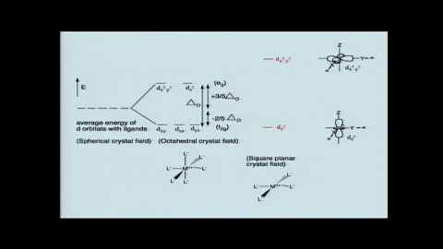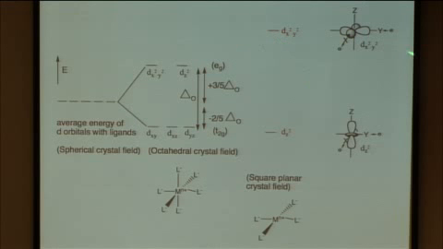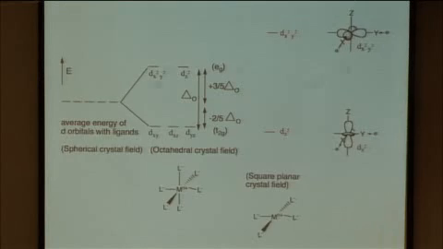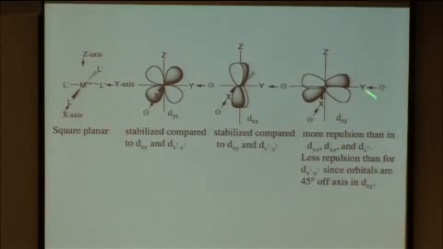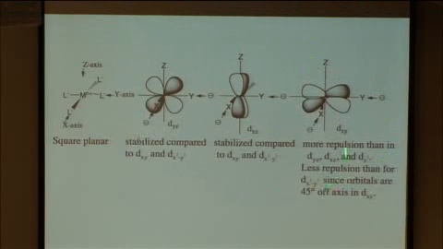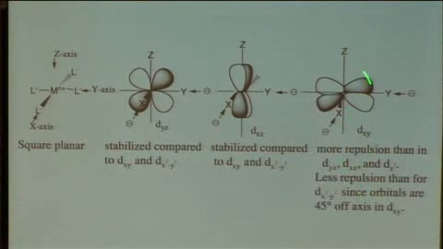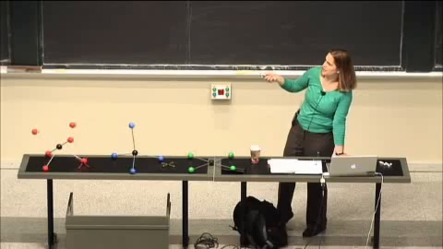So now dx squared minus y squared is really high up. It's very much more destabilized than anybody else. dz squared, on the other hand, is down. It would be stabilized by comparison. It's not nearly as destabilized as the other system. So then we go back and look at these. You told me that dxy would probably be next, and that's a very good guess.